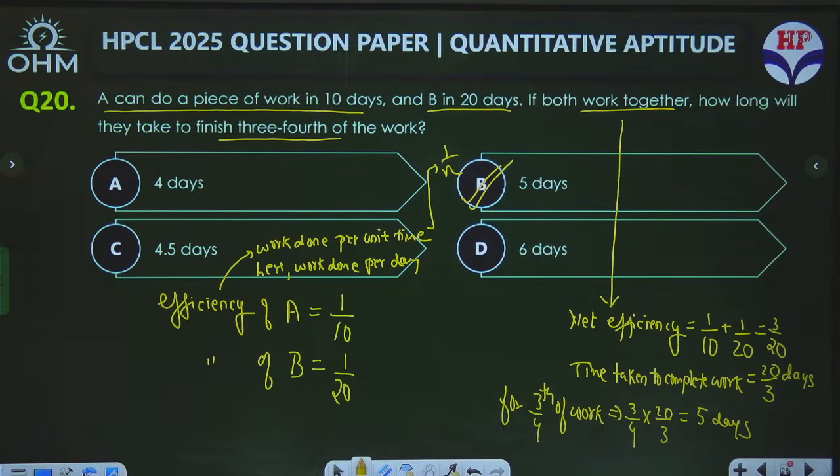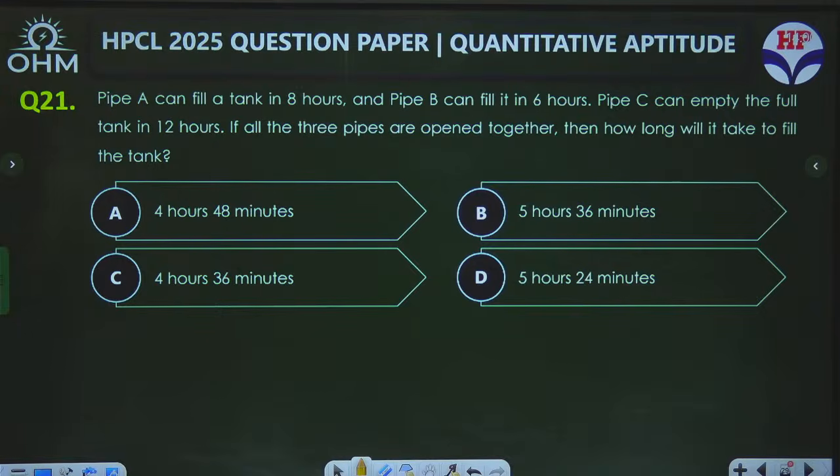Question 21. Pipe A can fill a tank in 8 hours, pipe B can fill it in 6 hours, pipe C can empty the full tank in 12 hours. If all the 3 pipes are open together, then how long will it take to fill the tank?